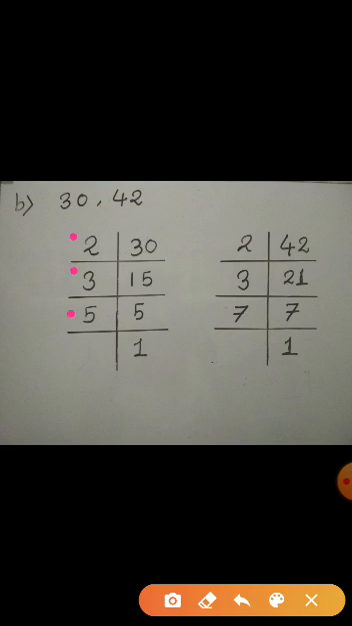Similarly, we can find out the prime factors of 42. Again, we start with the smallest prime factor, that is 2. When 42 is divided by 2, we get 21. Now 21 is an odd number which is not divisible by 2, but it is divisible by 3. So I divide 21 by 3.